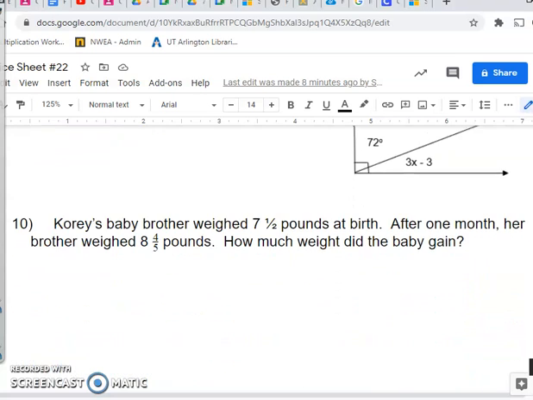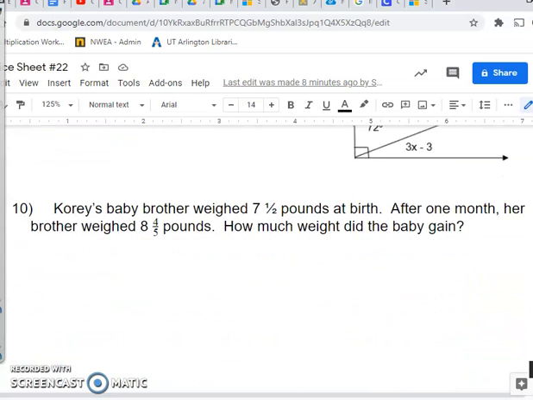The last one says Corey's baby brother weighs 7.5 pounds at birth. After 1 month, her brother weighed 8 4/5 pounds. How much weight did the baby gain? I'm not going to do this for you, but if this is the ending weight and this was the beginning weight, what do I do to figure out how much weight they gained?